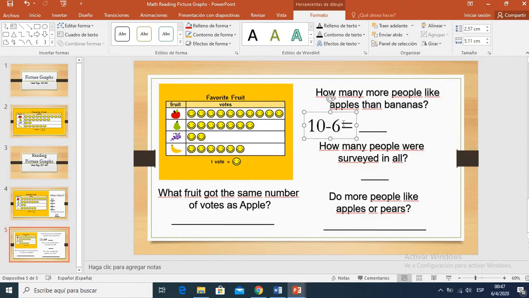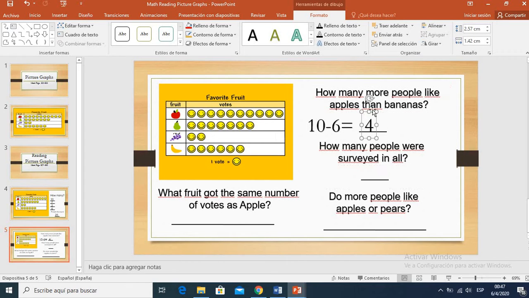equals, do you remember how much it is? 10 minus 6. Well, what can I do? If you see here, 1, 2, 3, 4, 5, 6 is the same number as this. Yes? I can count the left smiley faces. 1, 2, 3, 4. 10 minus 6 equals 4. And I write the total here. Yes? So, how many more people like apples than bananas?